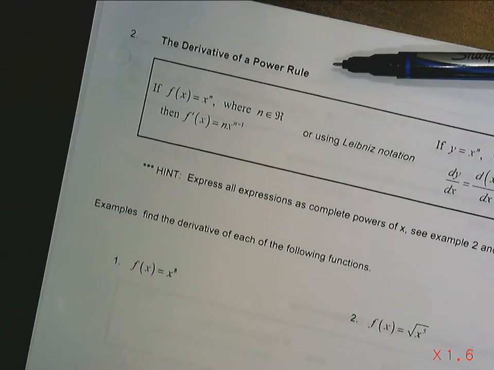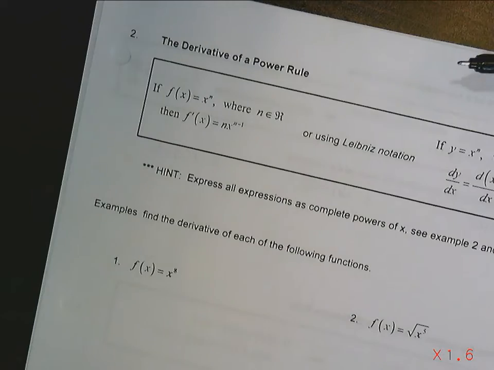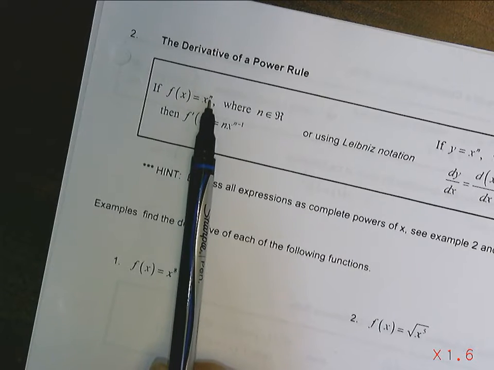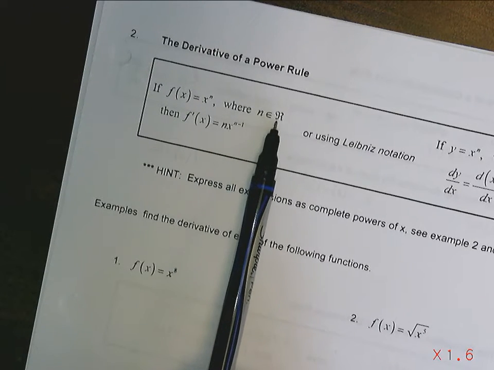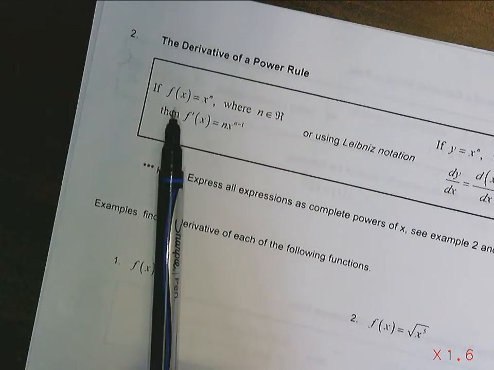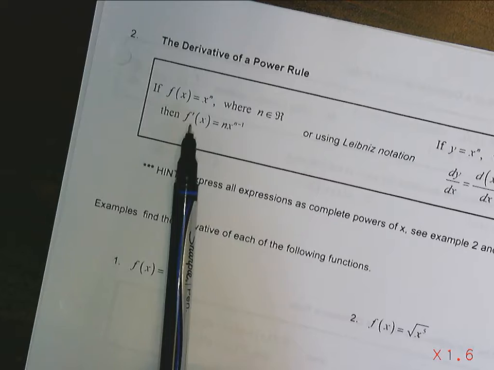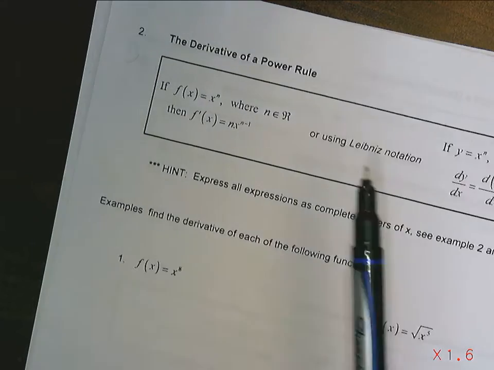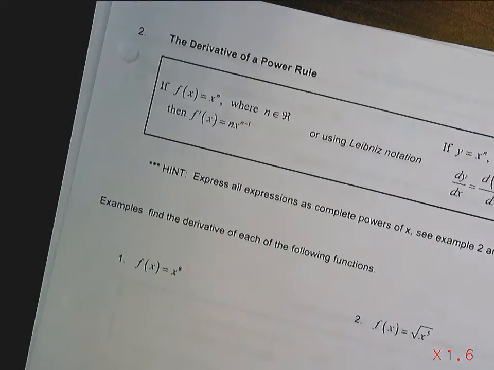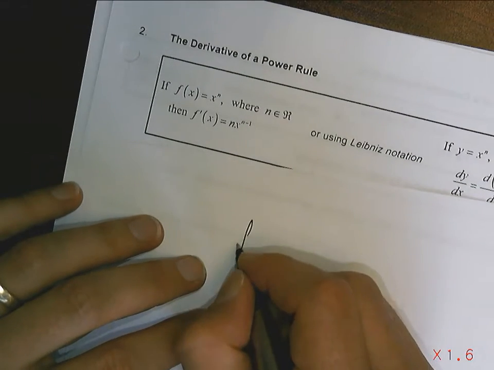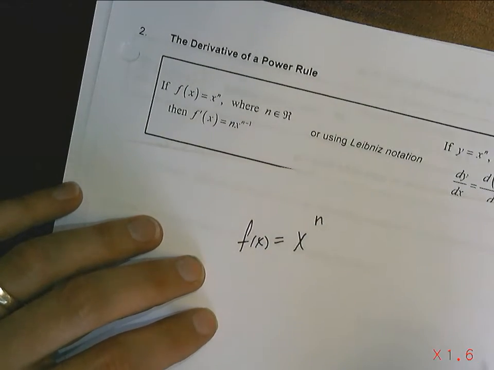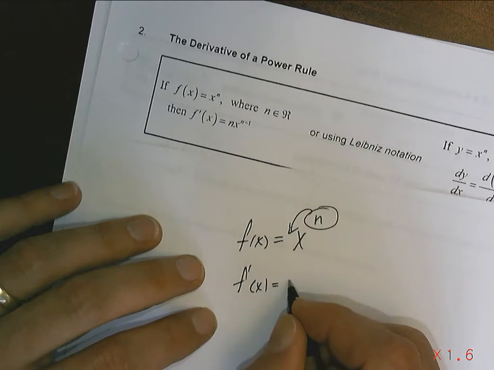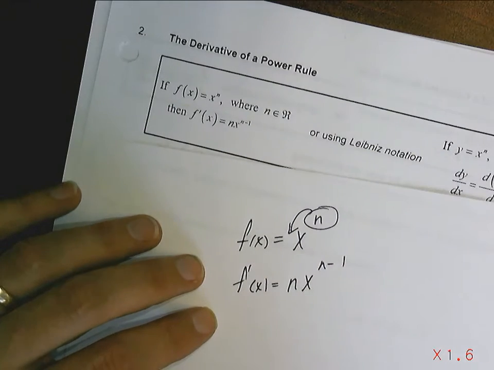The derivative of a power rule. New rule. If f of x equals a singular base to an exponent where the exponent is a real number, then the derivative will be n x to the n minus 1. Now, grab another piece of paper. When you have something like f of x equals x to the n, you bring the n down and you take 1 away from the exponent.